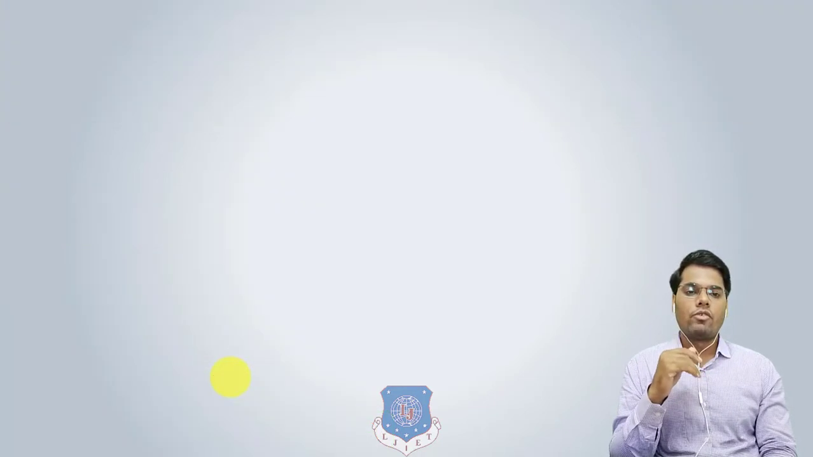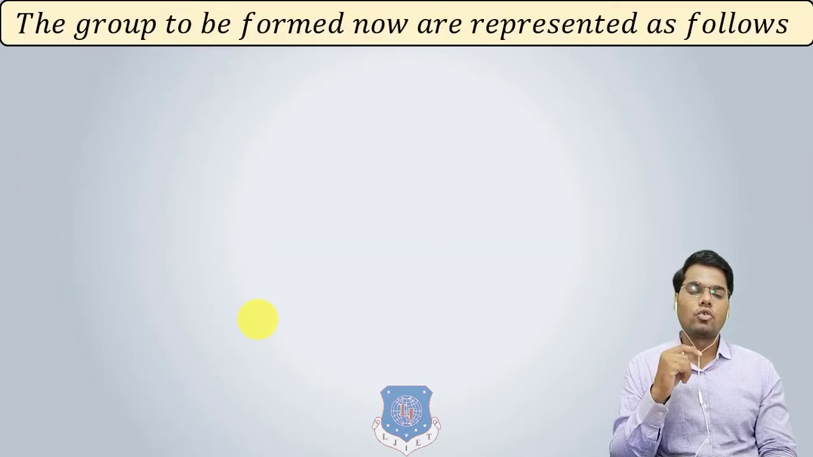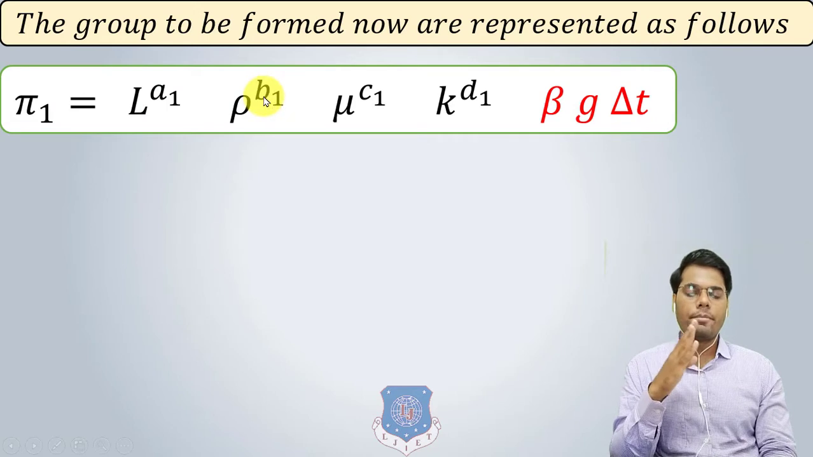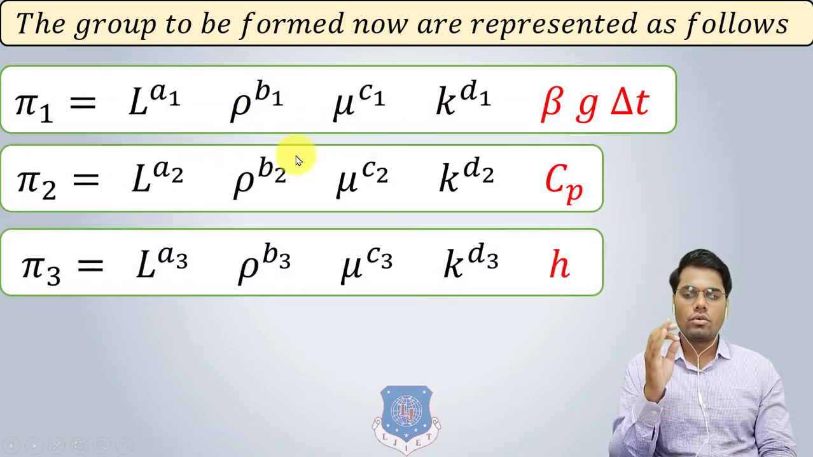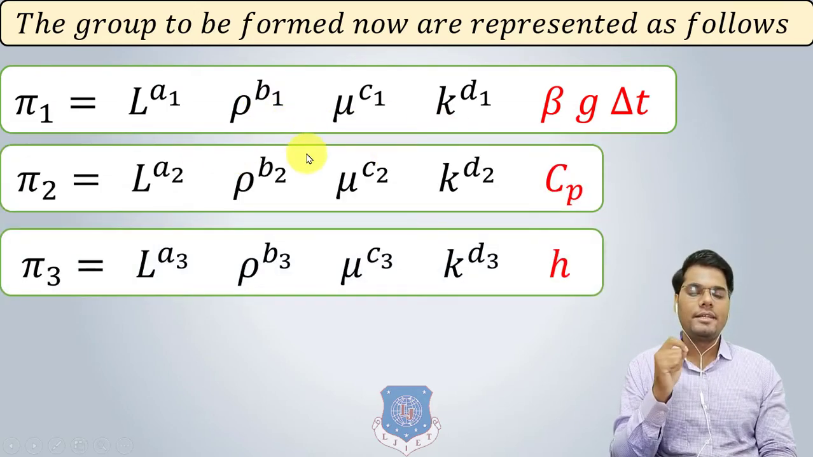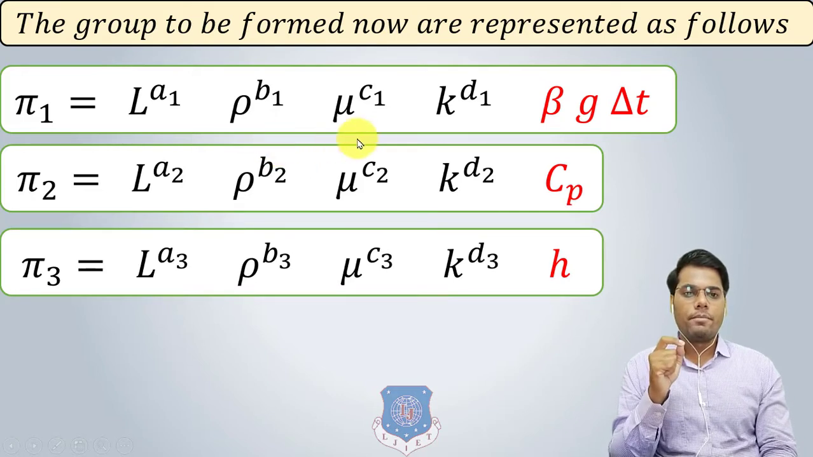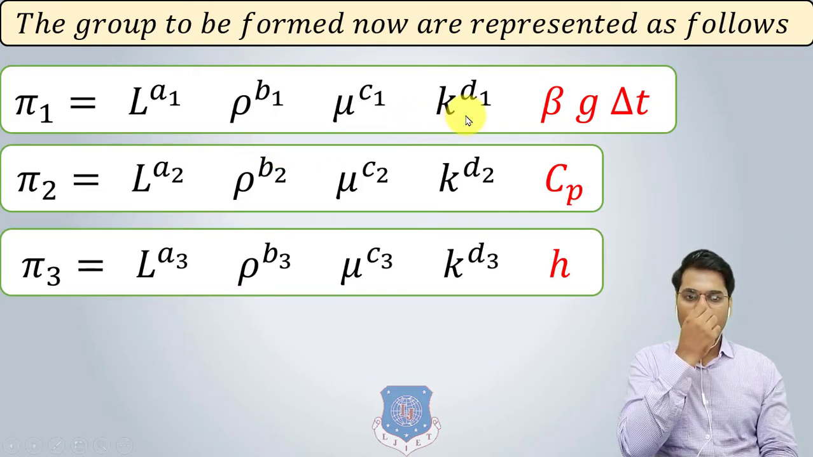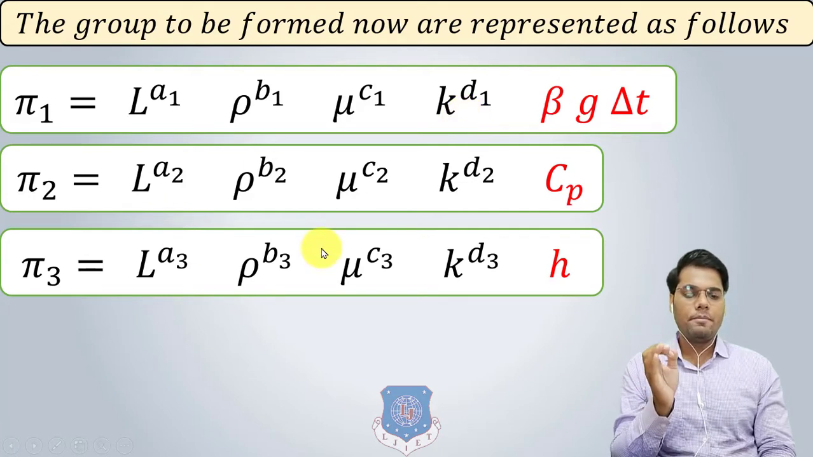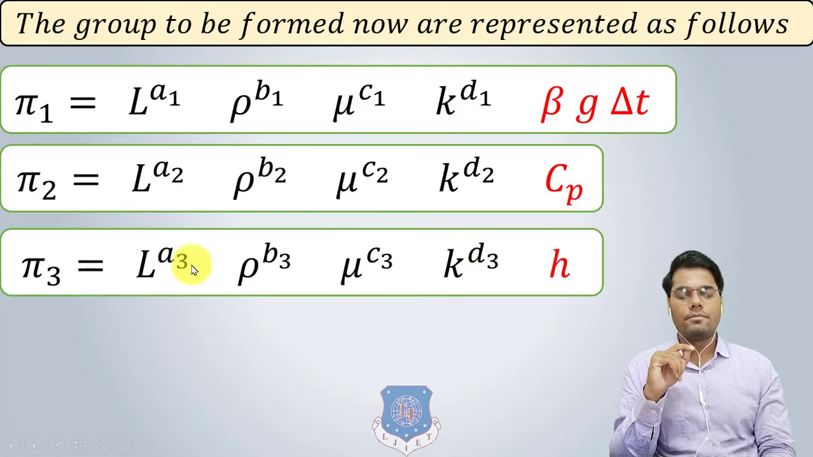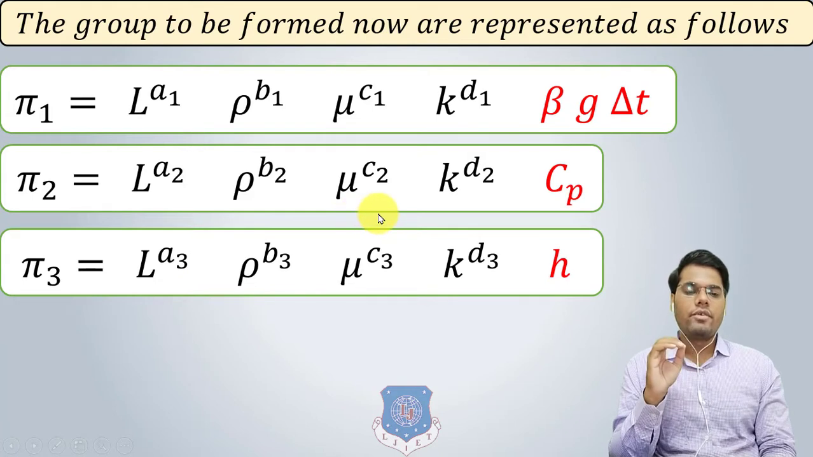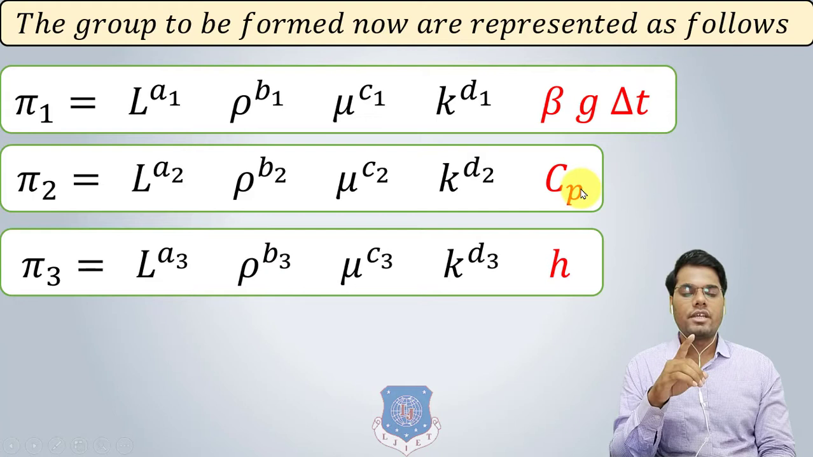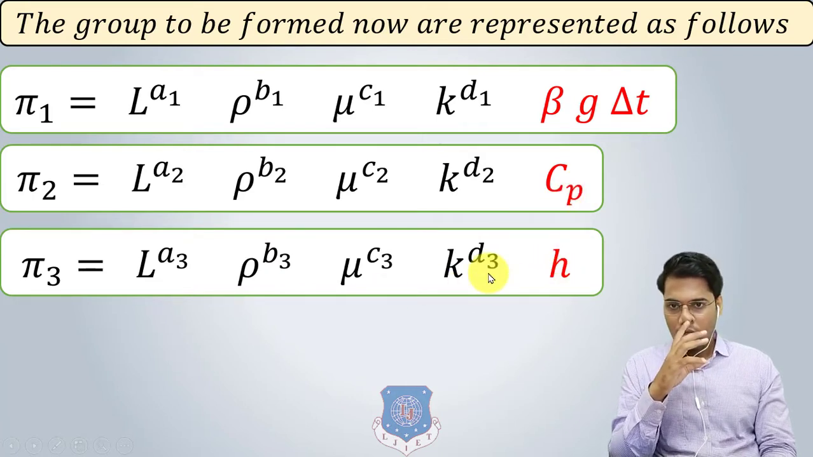Now let's form pi 1, pi 2 and pi 3 dimensionless numbers or dimensionless groups. So for pi 1, the 4 repeating variables are L, rho, mu, K. So write down L, rho, mu, K in pi 1, pi 2, pi 3. 4 constants A1, B1, C1, D1 for pi 1, A2, B2, C2, D2 for pi 2, A3, B3, C3 and D3 for the pi 3 term. Now the remaining 3 variables: beta G delta T for pi 1, specific heat for pi 2, and the last one, H, for pi 3.